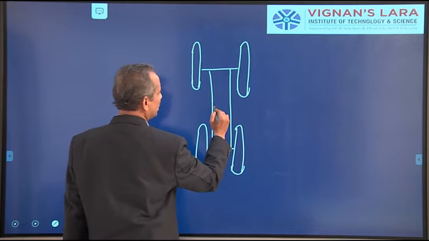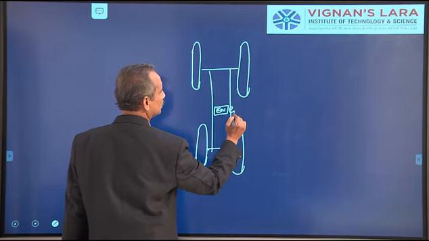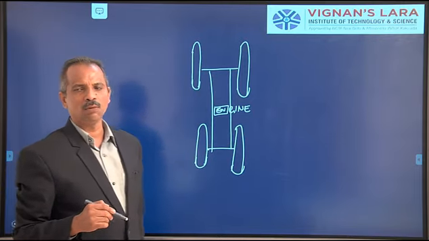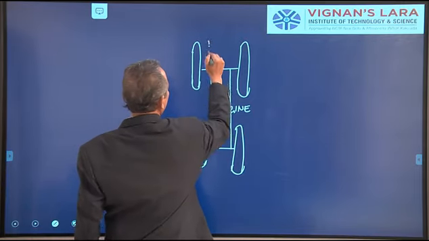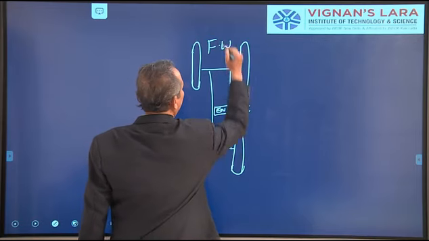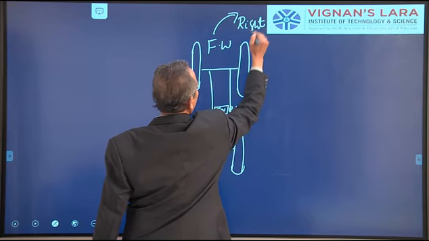So the engine is here. Engine is here, and he has given in the problem, these are front wheels, these are rear wheels, taking a right turn, taking a right turn.